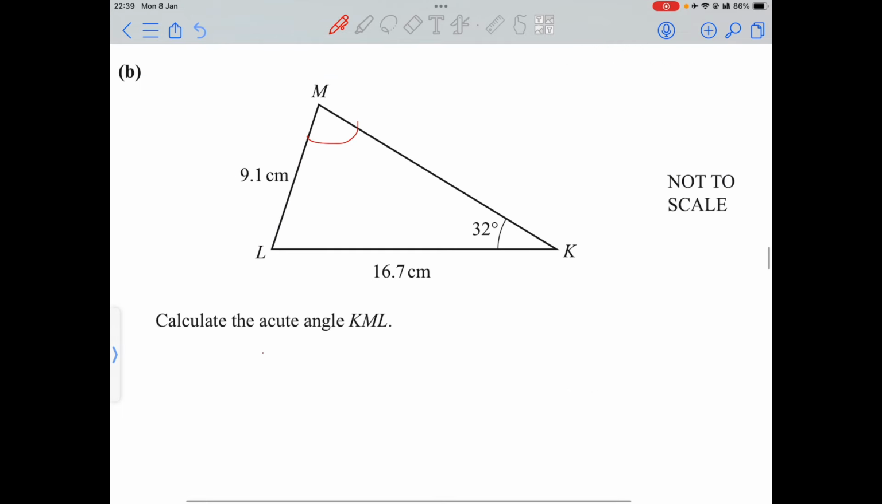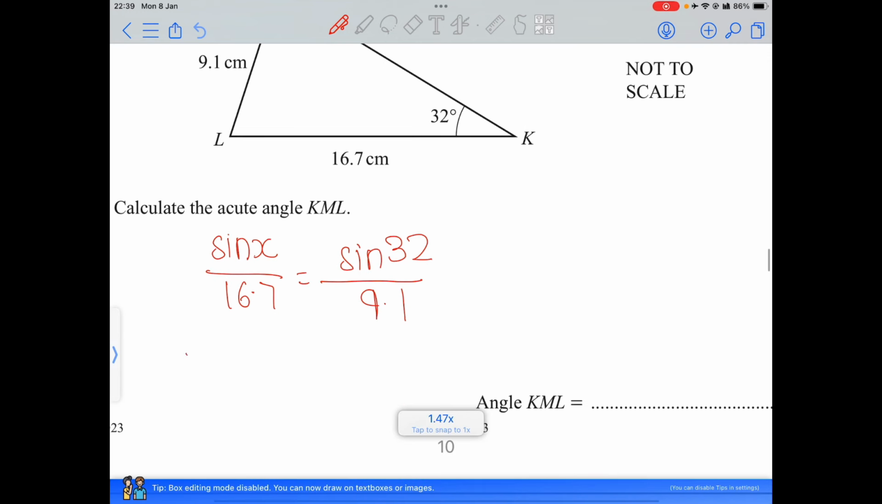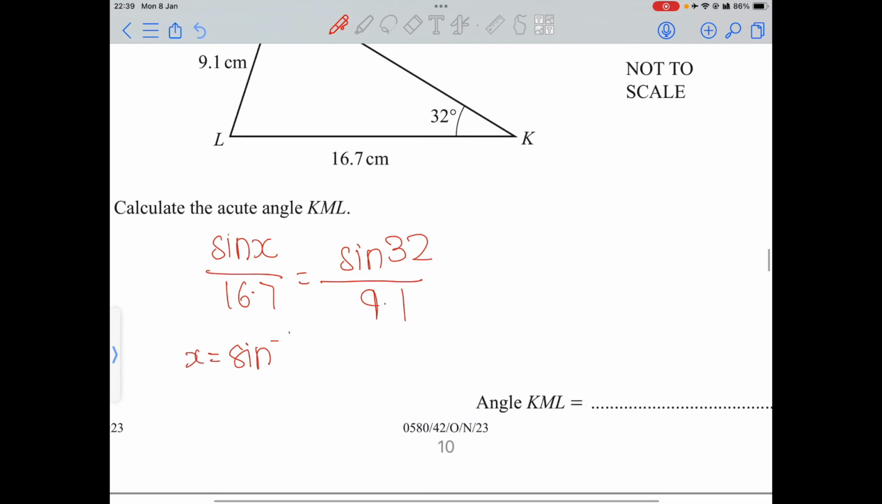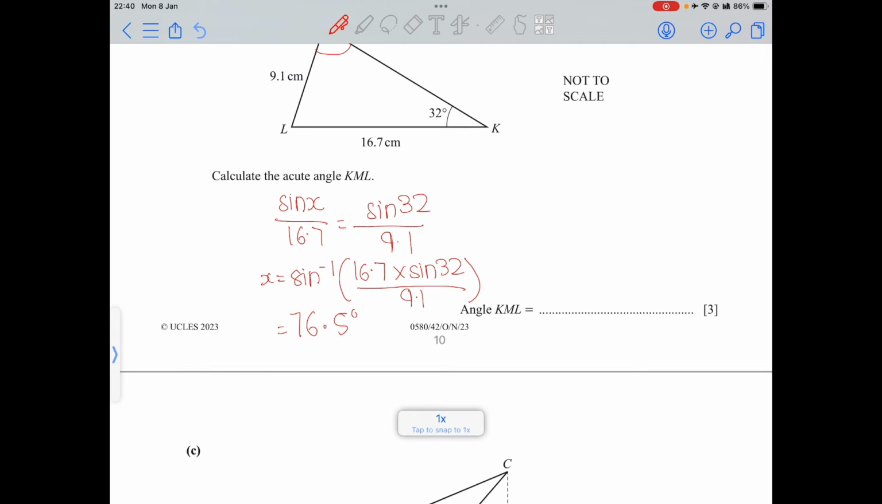Find the acute angle KML. This angle, sine rule: sine x over 16.7 is equal to sine 32 over 9.1. So once you do this, you get that x is equal to sine inverse of 16.7 times sine 32 divided by 9.1, which gives 76.5 degrees.